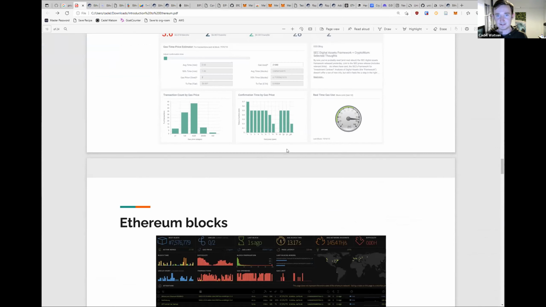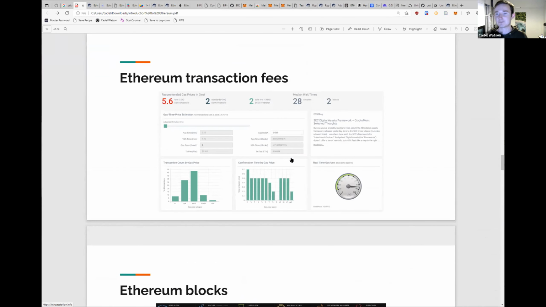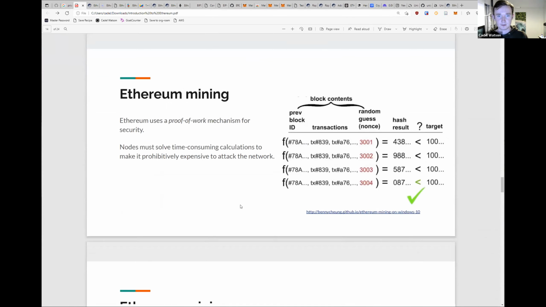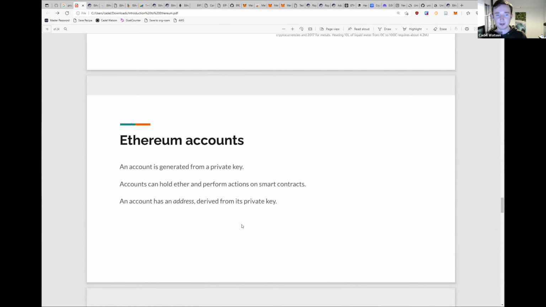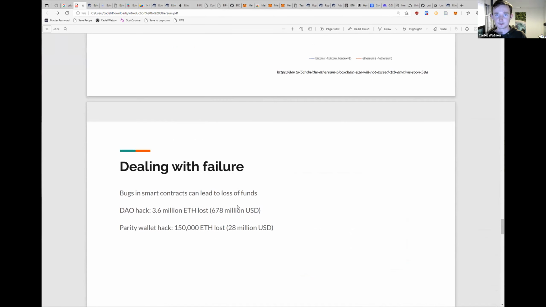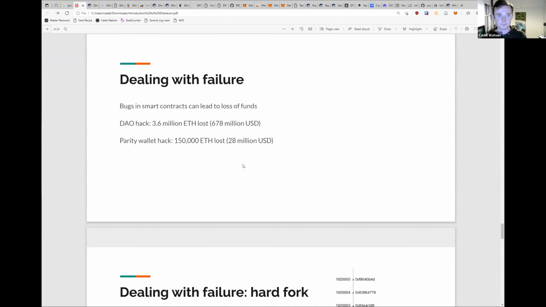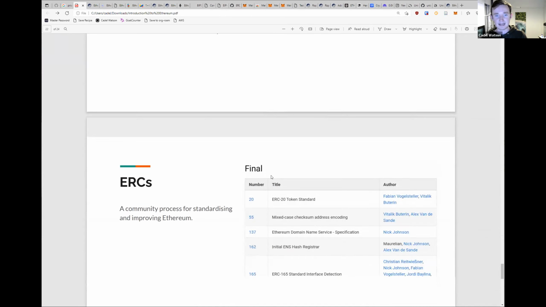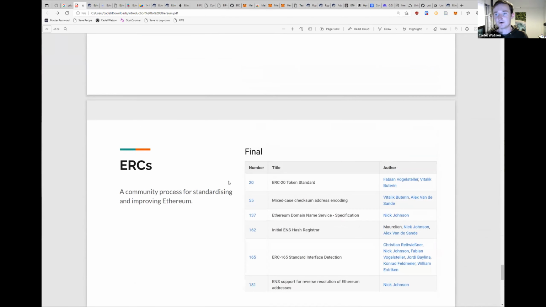We talked a bit about the transaction fees, so how much you have to pay and how the network protects against people running programs that run forever. We talked about how accounts work, how storage works in the smart contracts, and then the governance process. So how the Ethereum community decides on the changes to make and executes them.